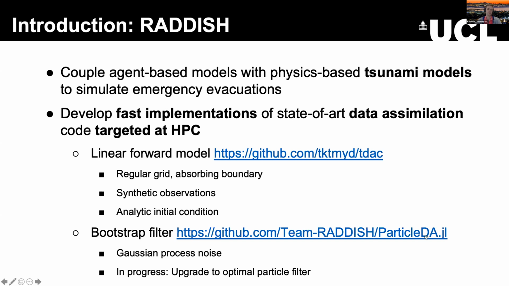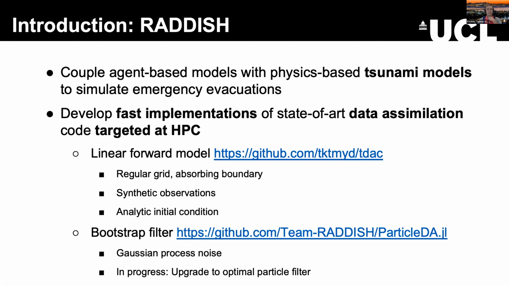this link down here is the link to our repository. You can go and have a look. So we've developed a bootstrap particle filter with Gaussian process noise, and then we're working on an improvement to an optimal particle filter, which is mostly the work of Alex Beskos at UCL. So I forgot to mention, this project is a collaboration between UCL, Leeds, and Cambridge.